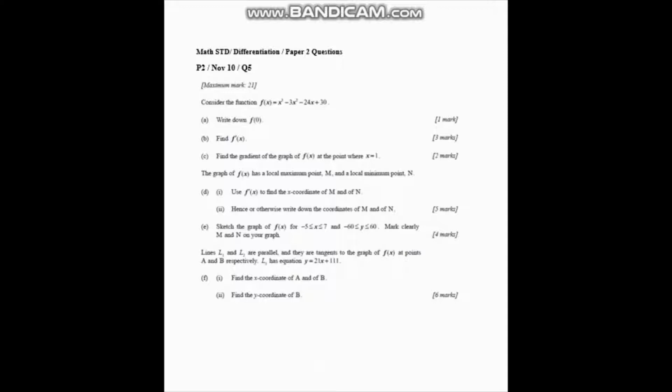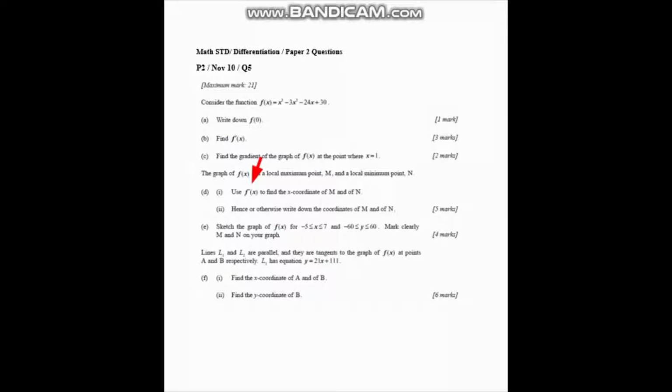Next, I'm told that the graph of f of x has a local maximum point m and a local minimum point n. I'm required in part i to use f dash of x to find the x coordinate of m and of n. Bear in mind that they said use f dash of x, so you cannot simply get the values from the calculator. You have to show your working out, and you should know that minimum and maximum points have x coordinates that correspond to f dash equals 0.